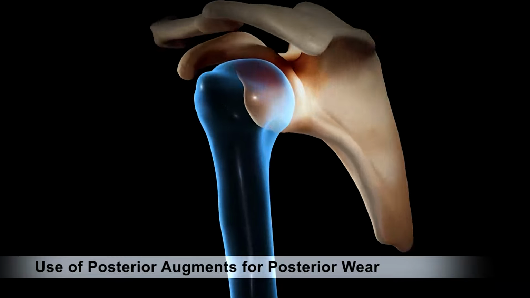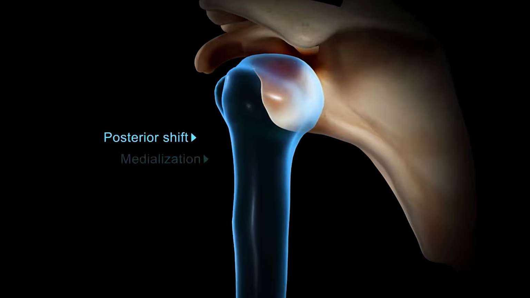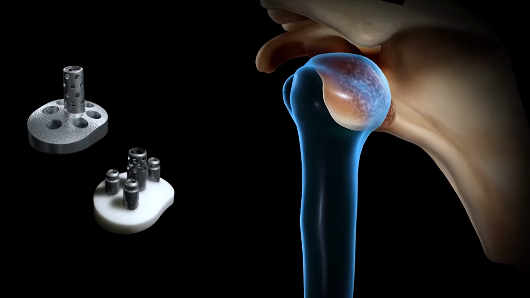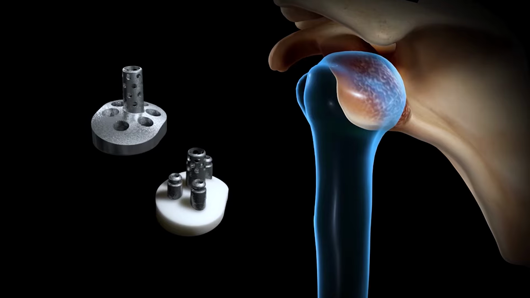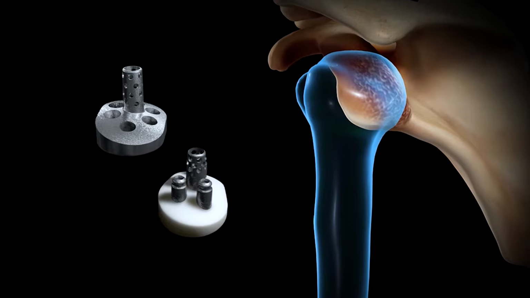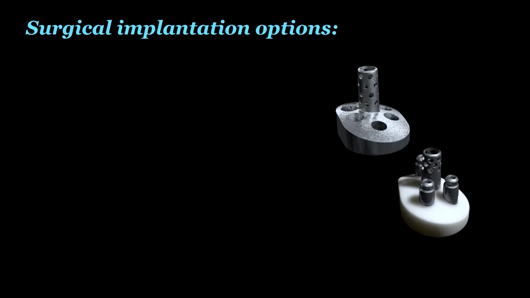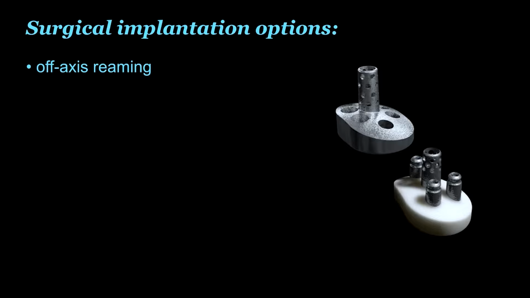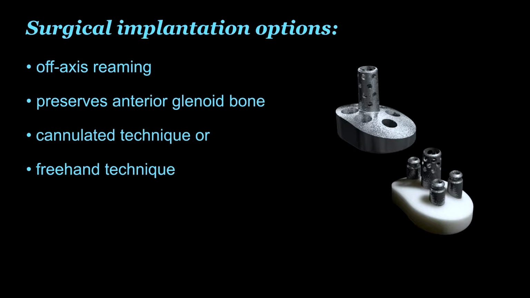Posterior glenoid wear is common in patients requiring anatomic or reverse total shoulder arthroplasty. Posterior augmented glenoids are available for both applications and in various augment sizes to address different amounts of wear. Posterior augmented glenoids are implanted with off-axis reaming to correct glenoid version while preserving anterior glenoid bone using either a 2 mm K-wire cannulated or free-handed technique.